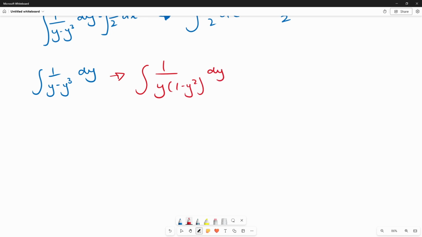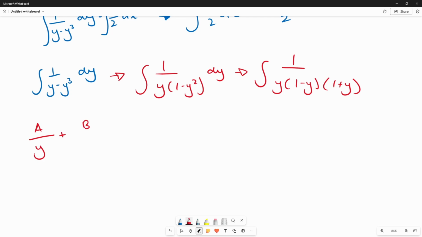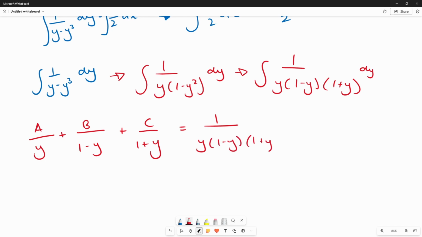And of course 1 minus y squared is a difference of two squares, so we can factorise that even further and we'll get y, 1 minus y multiplied by 1 plus y. So now we have three different terms multiplied by each other within the denominator, so we can decompose this into the partial fractions a over y plus b over 1 minus y plus c over 1 plus y. Of course the numerators all add up to equal 1, so we'll just write it as this, over y, 1 minus y and 1 plus y.